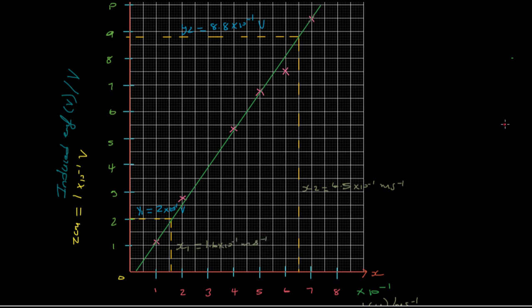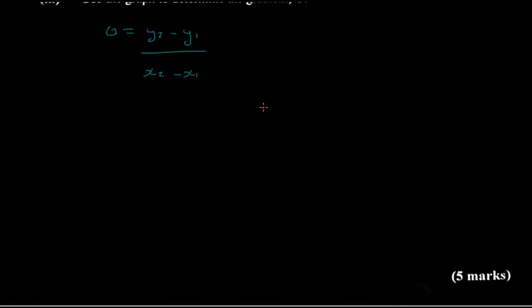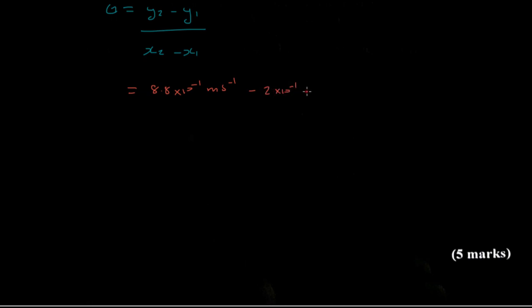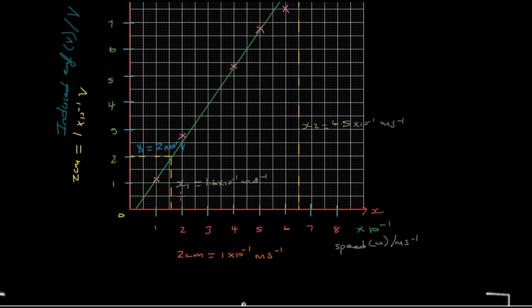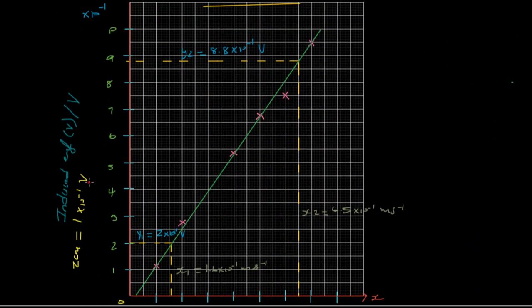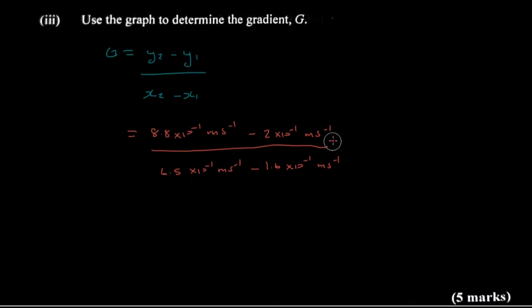So with those values, I can now find my gradient. So this was 8.8 times 10 to the minus 1, minus y1, which is 2 times 10 to the minus 1, and x2 is 6.5, and x1 is 1.6. So 6.5 times 10 to the minus 1 meter per second minus 1.6 times 10 to the minus 1 meter per second. Now, I notice that on the y-axis, I have volts and not meter per second. So let me just correct that. So these would be volt, volt.